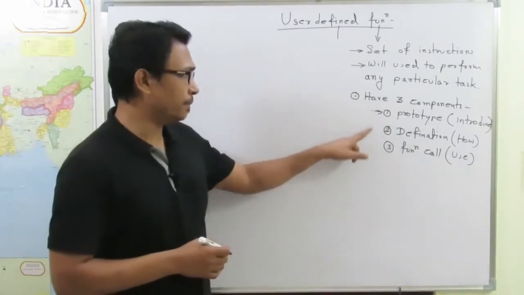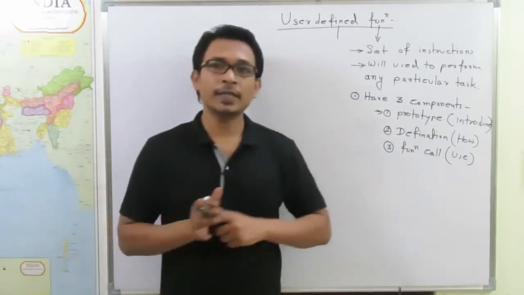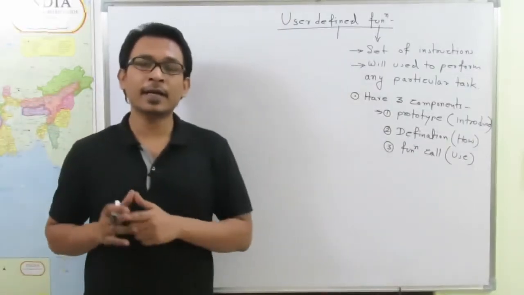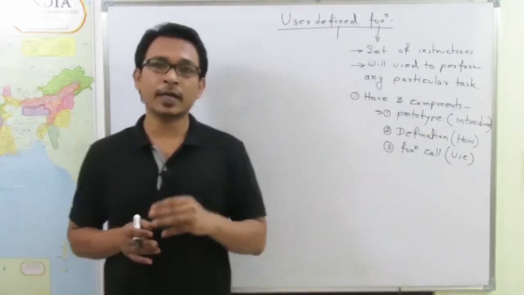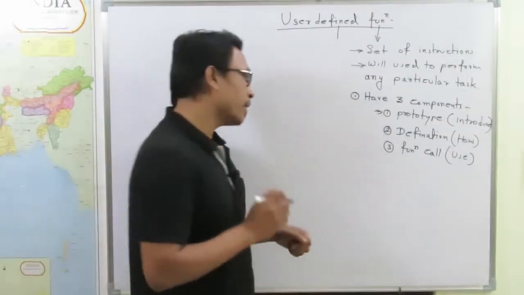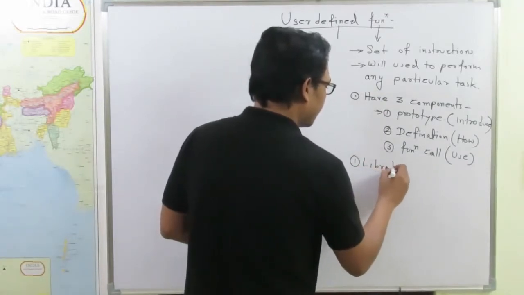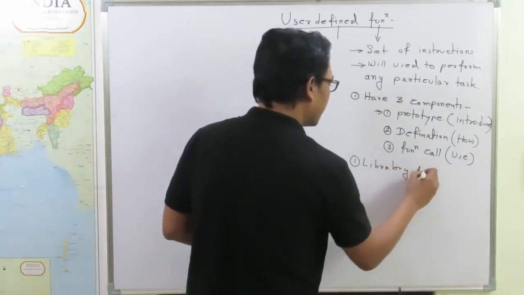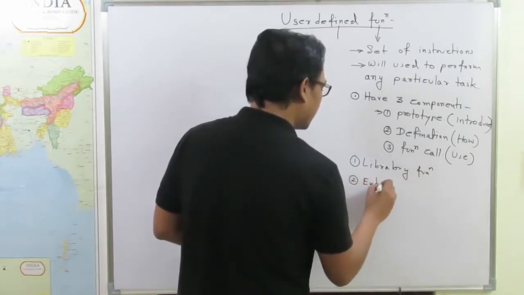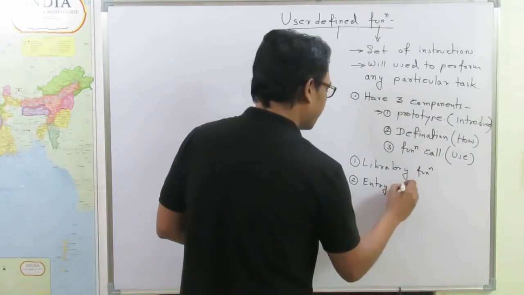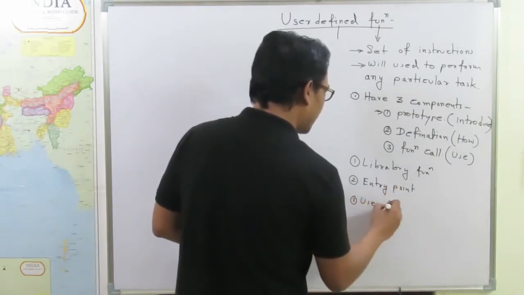Based on these three components, a function can be classified into three categories. What are those categories? Number one is library function, number two is entry point function, and number three is user defined function.